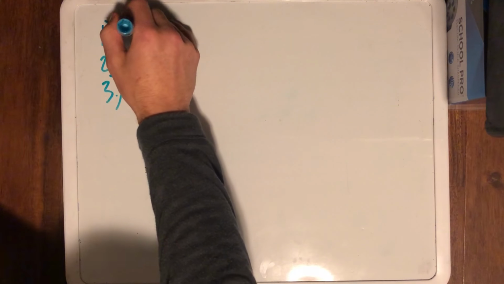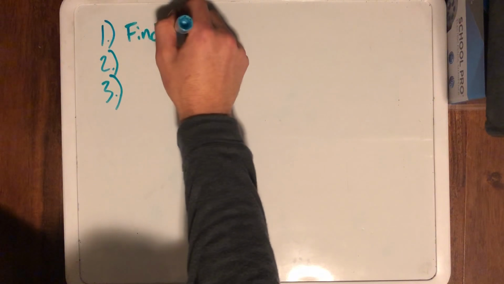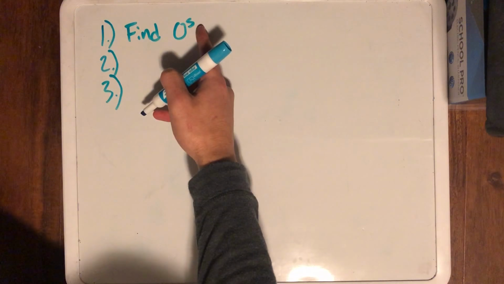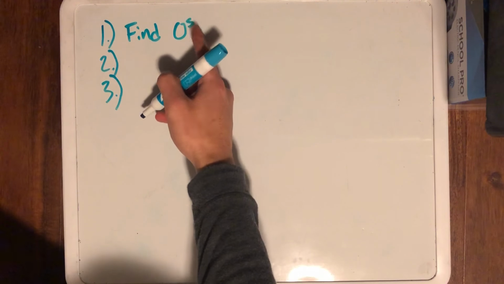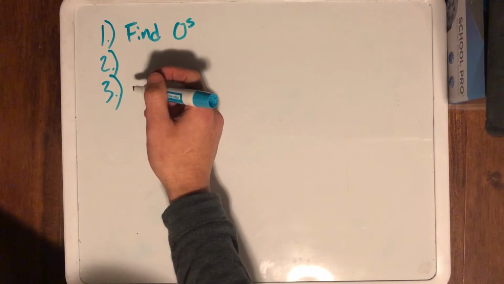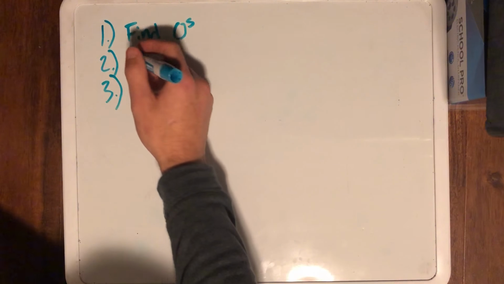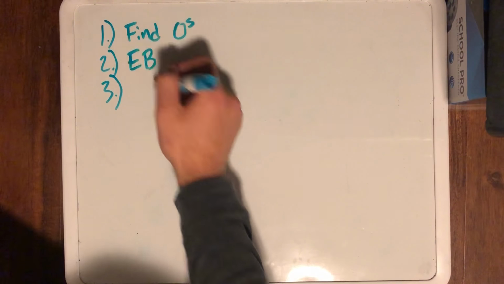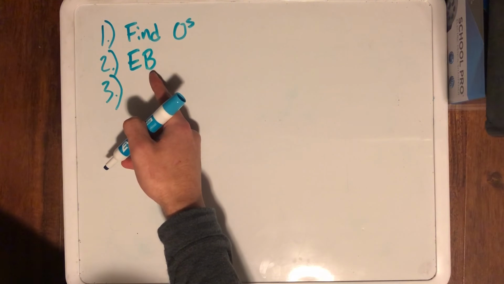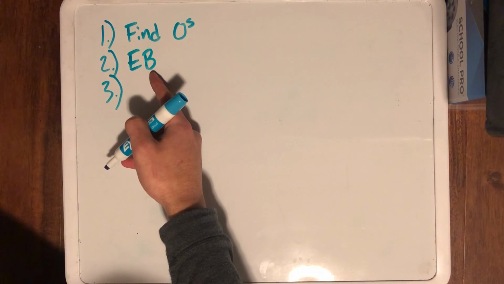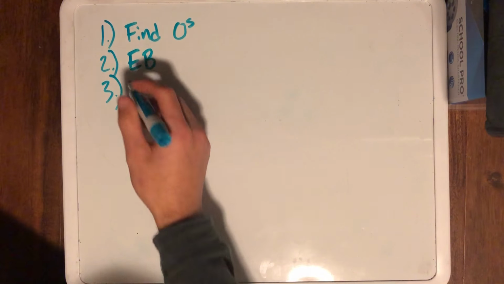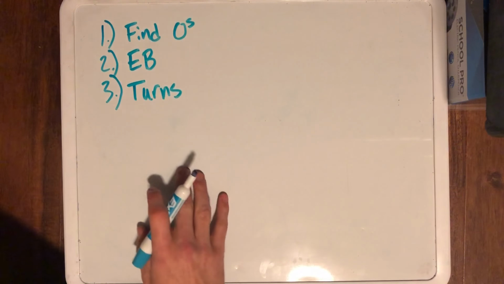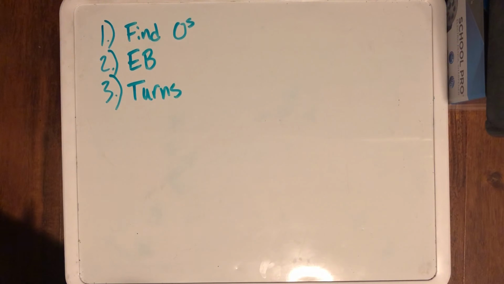The first step is to find the zeros. That is a 0. Find the zeros for your polynomial. I'll explain a little bit more of that later. The second thing is to know the end behavior, EB for end behavior. You're going to want to know what the end behavior is of your polynomial. We'll talk about that more later. And the third thing is to know how many turns it has. And I'll explain what a turn is in a graph and all that good stuff.